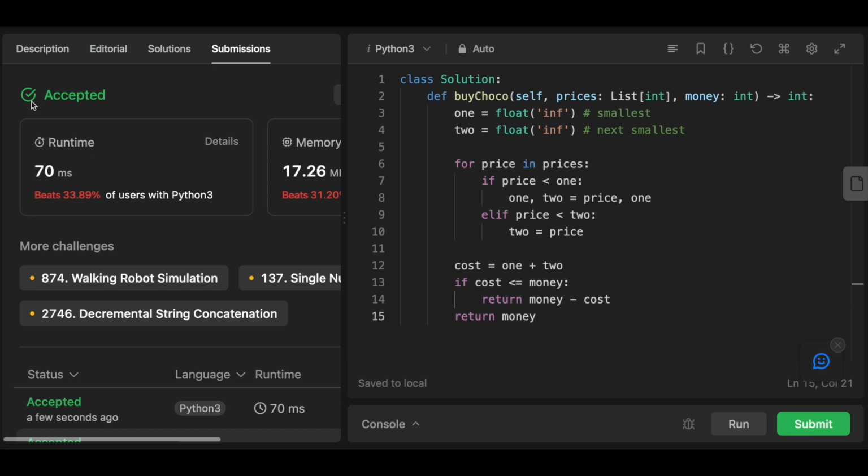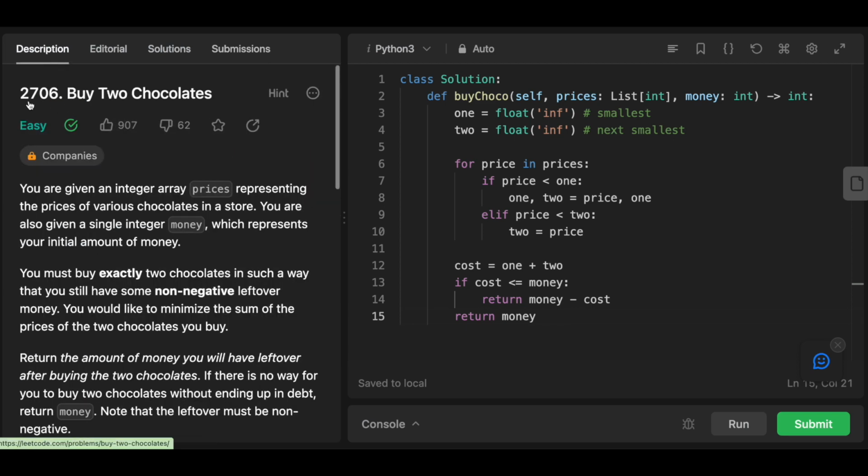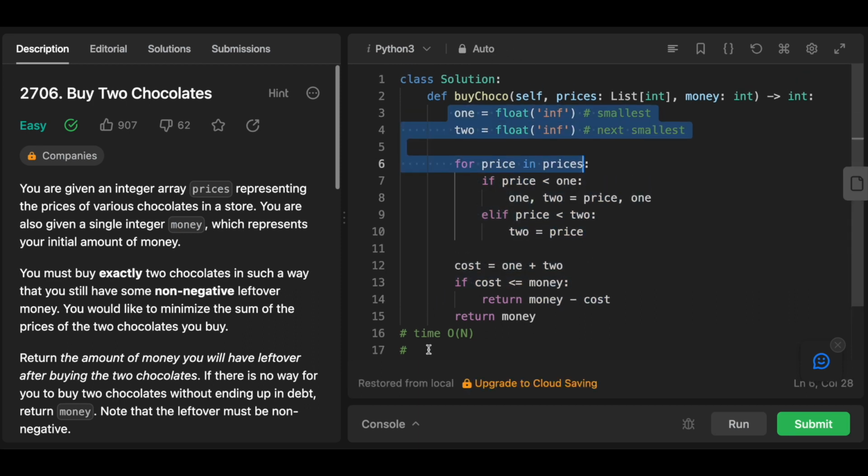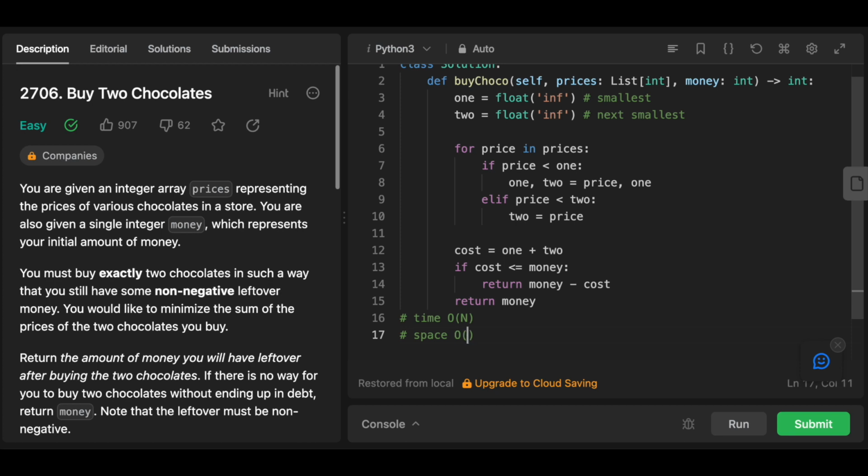All right, and there you have it. This was once again 2706 buy 2 chocolates. And in this version, our time is O(n). We iterate at most once through every chocolate, and space is still constant.